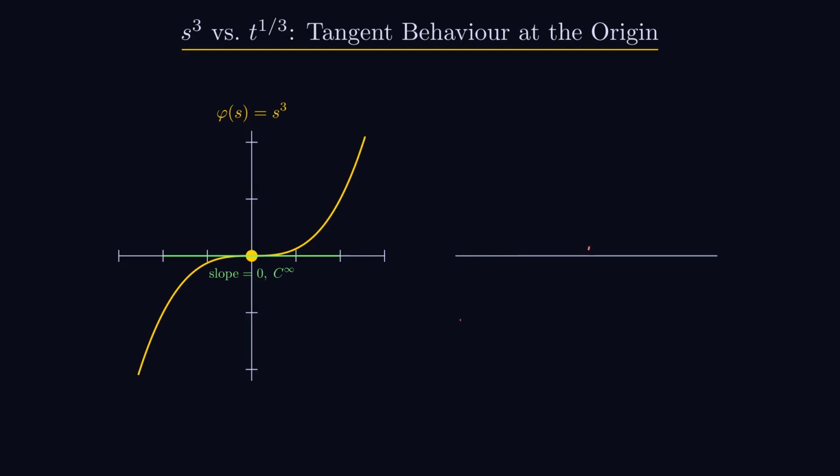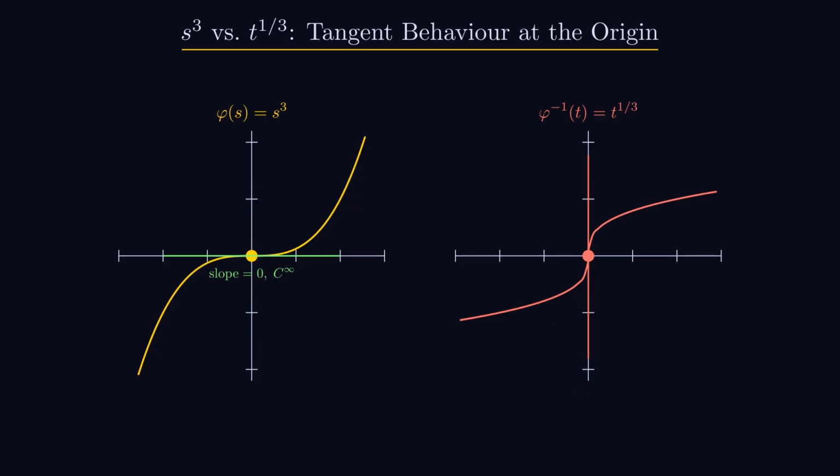Now consider the inverse map. Phi inverse of t equals t to the 1/3. The graph is defined on all of R, including negative t, where the real cube root of a negative number is negative. Both branches are shown. At the origin, the secant slope from 0 to a nearby point t equals t to the 1/3 divided by t, which is t to the negative 2/3. As t approaches 0, this quantity grows without bound.